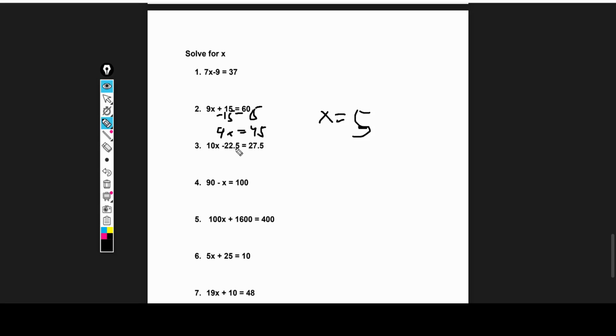We add 22.5 to both sides to get rid of this negative. 10x is equal to 50. Divide by 10 on both sides, x equals 5. Here the x is negative, so we'd like to make it not negative anymore. We'll do that at the end actually for this one. Get negative x is equal to 10. Multiply both sides by negative 1, x equals negative 10. That's a negative sign, that's an equal sign.